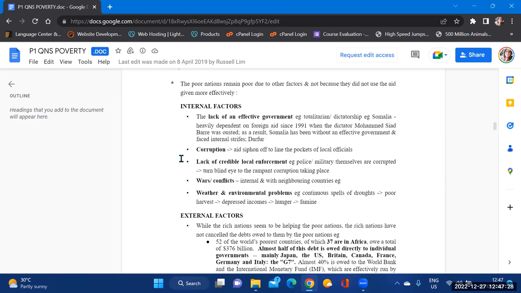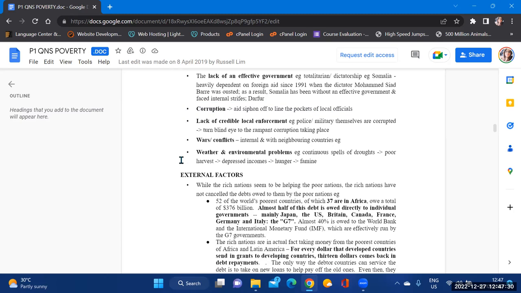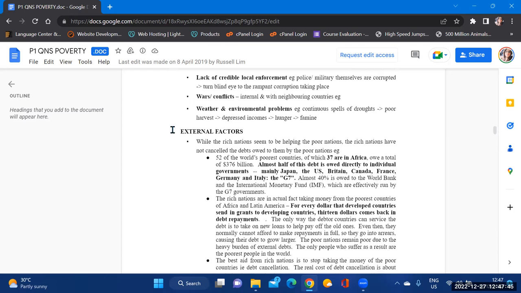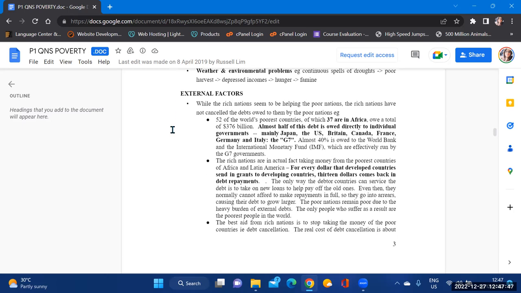There is also a lack of credible local enforcement. For example, the police or the military themselves may be corrupted and turn a blind eye to the rampant corruption taking place. Then you may have wars or conflicts, internal or with neighboring countries; examples you can find out. There are also weather and environmental problems, like continuous spells of droughts, poor harvests, depressed incomes, hunger, and so on.